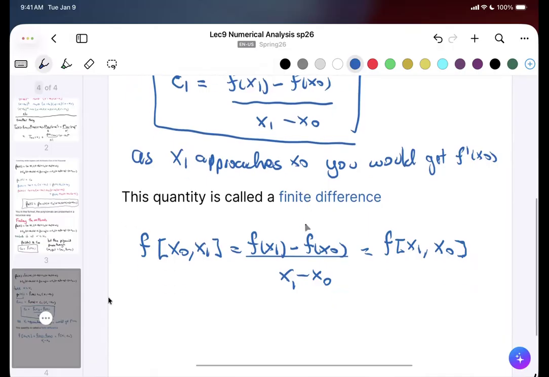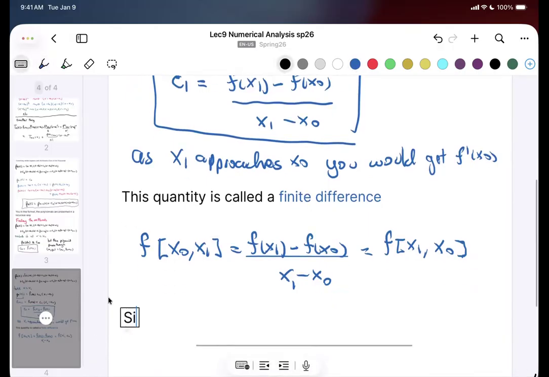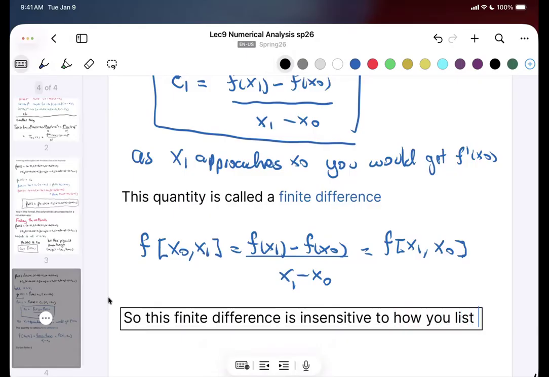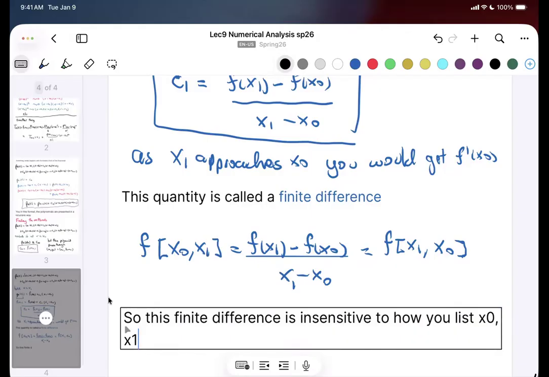So this finite difference is insensitive to how you order x0 and x1, to how you list x0, x1. Okay. So we're getting there. I'll just do the next one to show you the recursive feeling for it, because once you see how the next one comes, it is plausible what happens in the other cases.